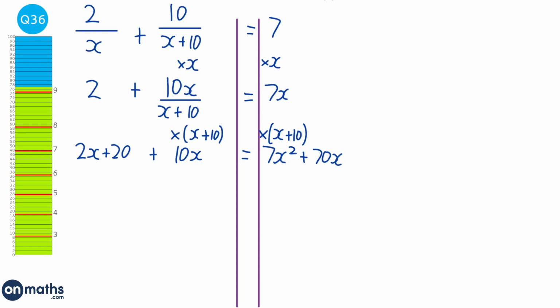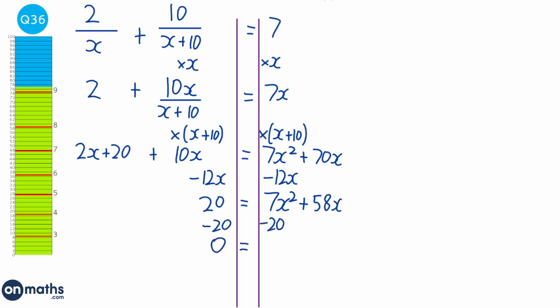Next step we're going to do is just move everything on the same side. Now I normally keep the x squareds positive if I can, so wherever the x squared is, I move everything else to that side. So we're going to collect the 2x and the 10x, and we're going to take away 12x from both sides. So we've still got that 20 on the left hand side, and here we have 7x squared, plus 58x. I'm going to take away that 20 from both sides, because with quadratics, to solve them, we always need it to equal 0.